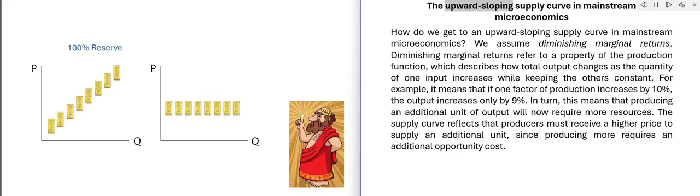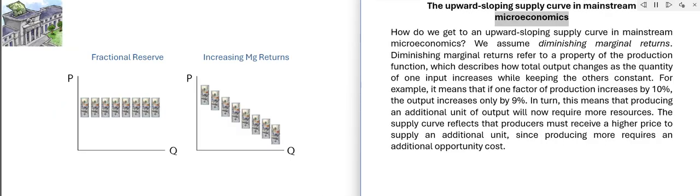The upward sloping supply curve in mainstream microeconomics. How do we get to an upward sloping supply curve in mainstream microeconomics? We assume diminishing marginal returns. Diminishing marginal returns refer to a property of the production function, which describes how total output changes as the quantity of one input increases while keeping the others constant. For example, it means that if one factor of production increases by 10%, the output increases only by 9%.